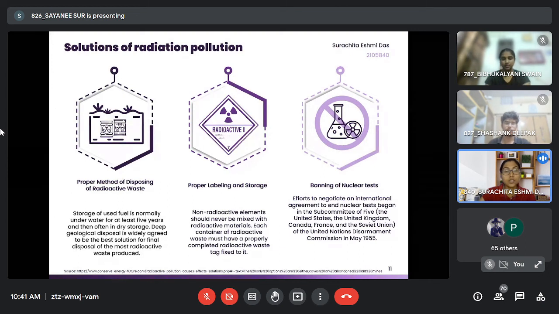Continued testing of atomic and then hydrogen devices led to a rising concern about the effects of radioactive fallout. Efforts to negotiate an international agreement to end nuclear tests began in the Subcommittee of Five in May 1955. The Nuclear Test Ban Treaty was signed in Moscow on August 5, 1963.